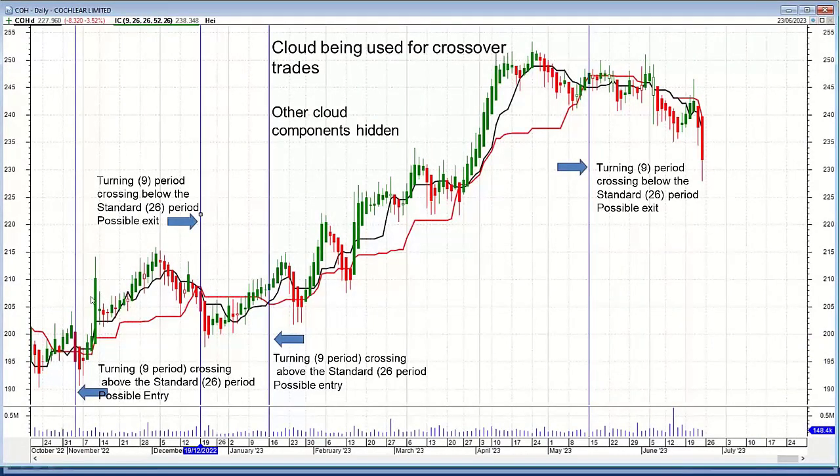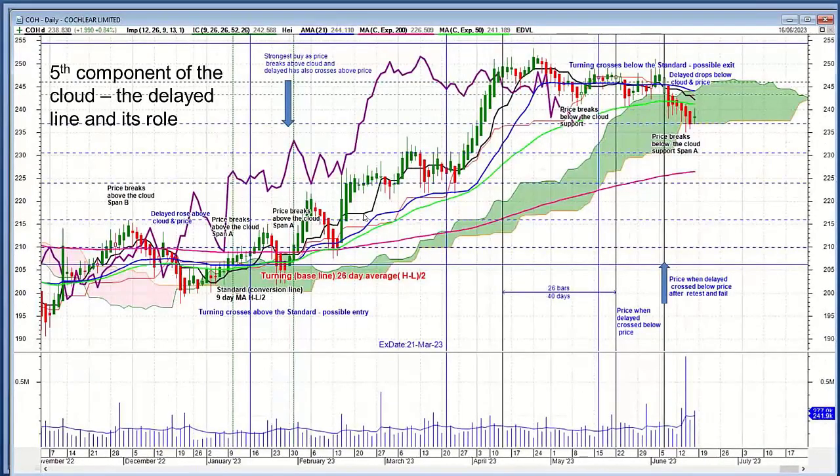From cloud to crossovers, again, we've got the 9-period crossing over the 26, so we've got a possible entry. We've got a possible exit as it crosses below, another entry, another exit, and it's certainly below there. It doesn't go back, it retests it and falls away. So we could have traded it by the cloud, we could have traded it by the crossover.